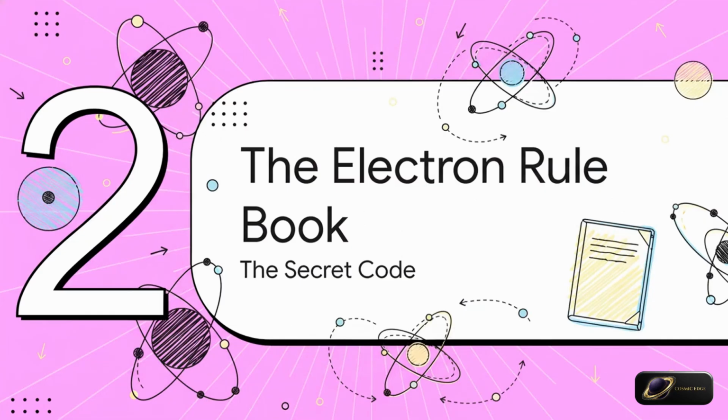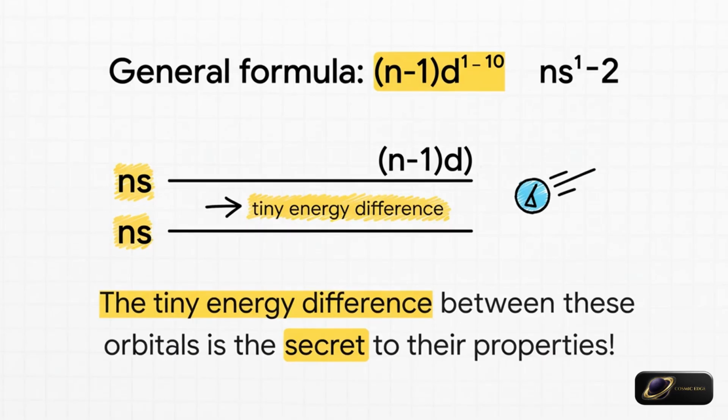All right, now that we know who gets in the door, let's take a peek at the secret rulebook they all follow. Because all the weird, cool, and wonderful things these elements do, it all comes down to their electron configurations. So this is the general formula for how their electrons fill up. You've got electrons going into the outermost s orbital and the d orbital of the shell just below it.